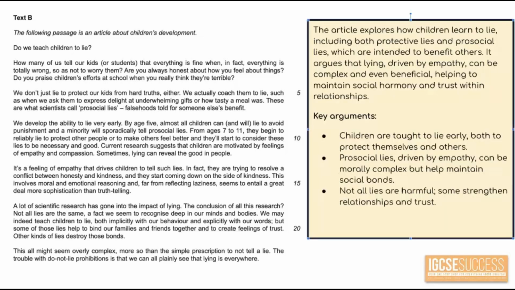So, of course, this article explores how children learn to lie, including both protective lies and pro-social lies, which are intended to benefit others. It argues that lying, driven by empathy, can be complex and even beneficial, helping to maintain social harmony and trust within relationships. And some key arguments include: children are taught to lie early, both to protect themselves and others. Pro-social lies driven by empathy can be morally complex but help maintain social bonds. And not all lies are harmful. Some strengthen relationships and trust.